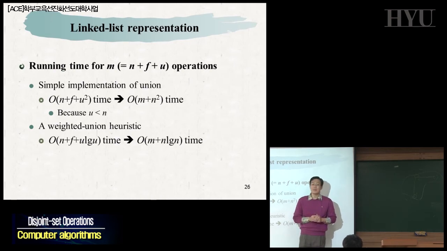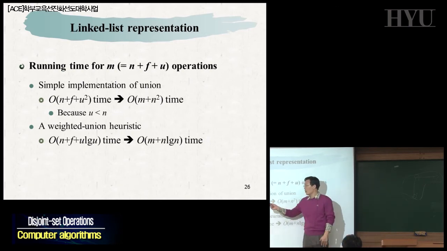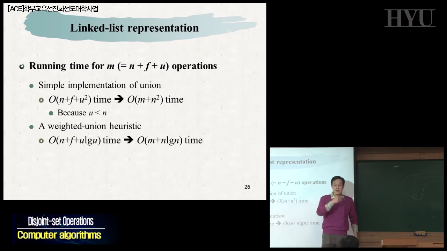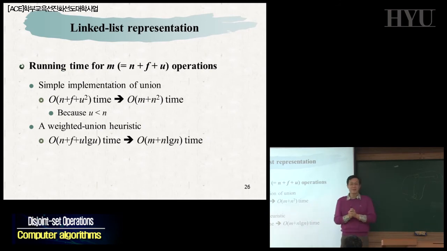Then there are F find set operations, and a find set operation also takes constant time. So make sets and find sets can all be done in n plus f time. Okay, then next, union operations. Why is the running time u squared?